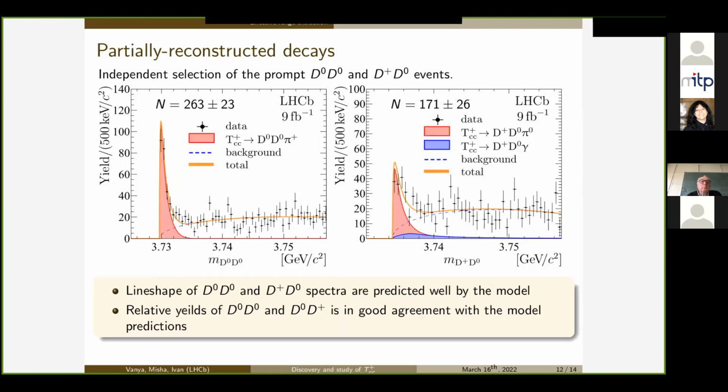So, good to go next. As I said, we described the model for the tetraquark decay for the DD pi, and the DD pi mass was described. We extracted the mass of the tetraquark from it.